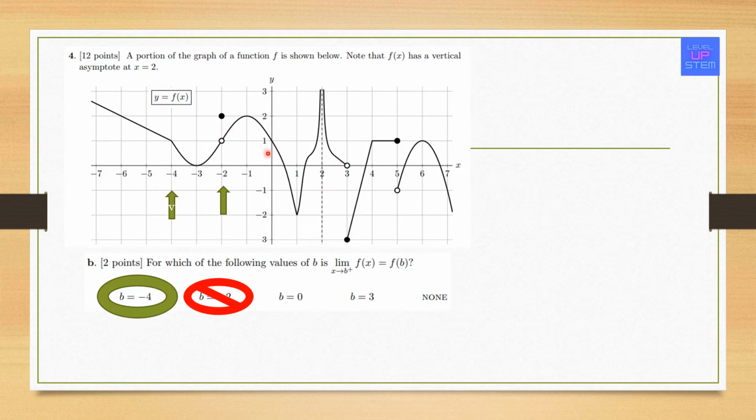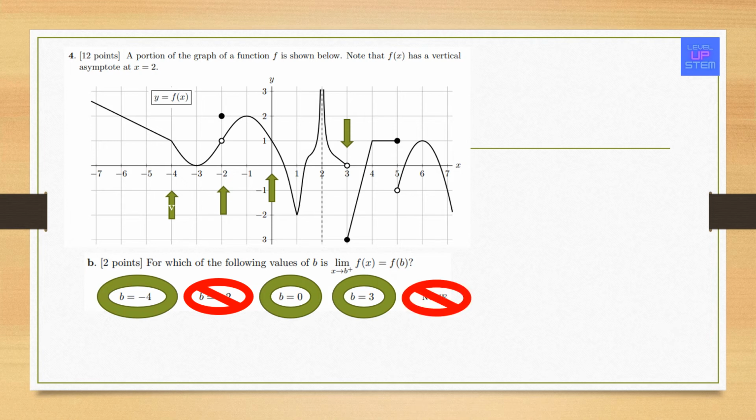And as we go to b equals 0, we can see that as we come from the positive side, it looks like we're approaching 1, and that actually is the f of b value at that point, so that is an answer. As for b equals 3, as we come from the positive side, it looks like it's approaching -3 down here, and because it's filled in on that dot right there, that's the actual value of the function. So the actual value of that function is defined at -3. Because of that, those are actually equal. And once again, none is not an option.